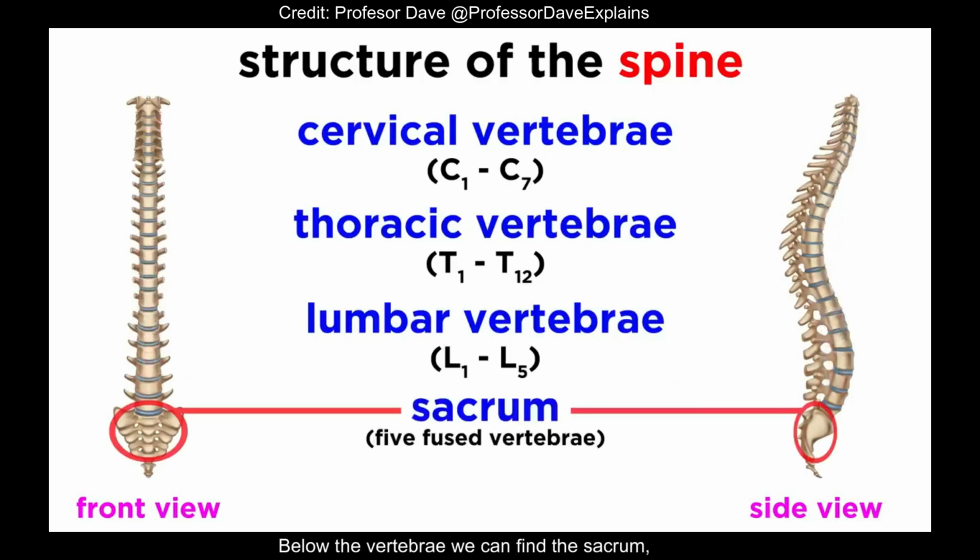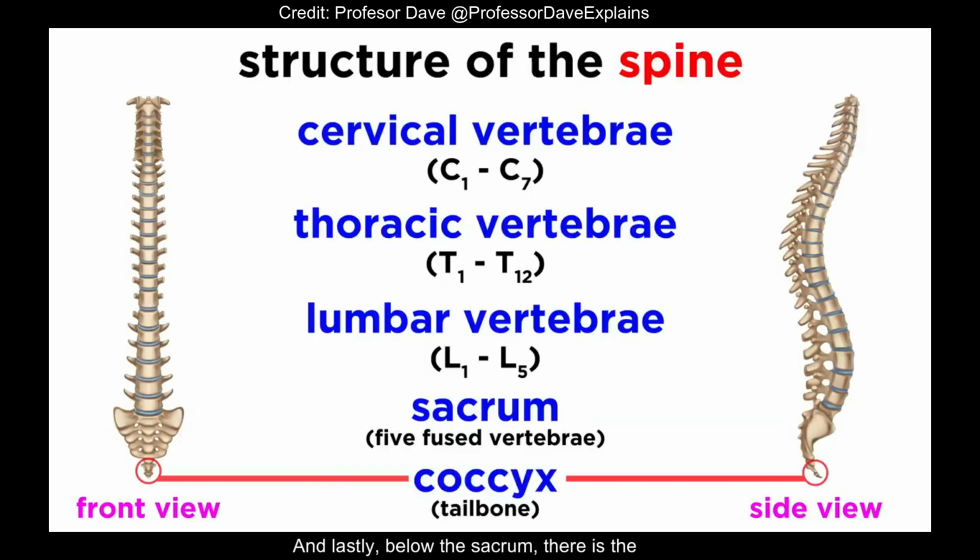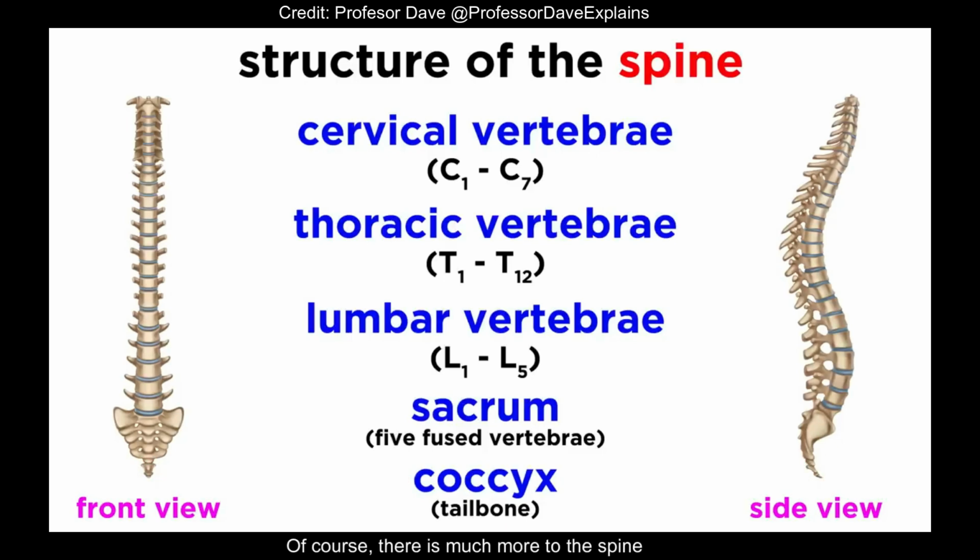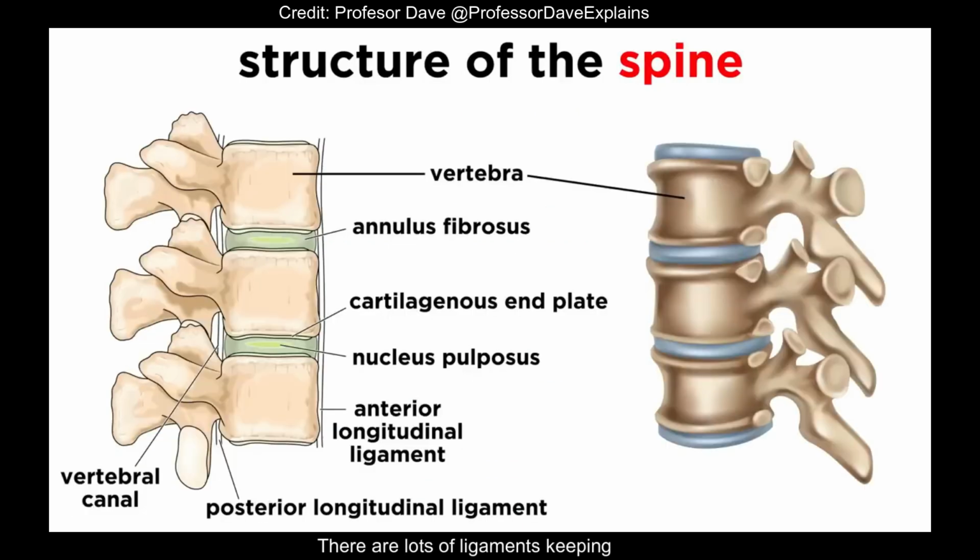Below the vertebrae, we can find the sacrum, which is actually 5 vertebrae fused together. And lastly, below the sacrum, there is the coccyx, otherwise known as the tailbone, which is made of a few tiny vertebrae fused together. Of course, there is much more to the spine than just the vertebrae. There are lots of ligaments keeping everything together. The main ones are the anterior and posterior longitudinal ligaments, running down the front and back of the column from the neck to the sacrum.